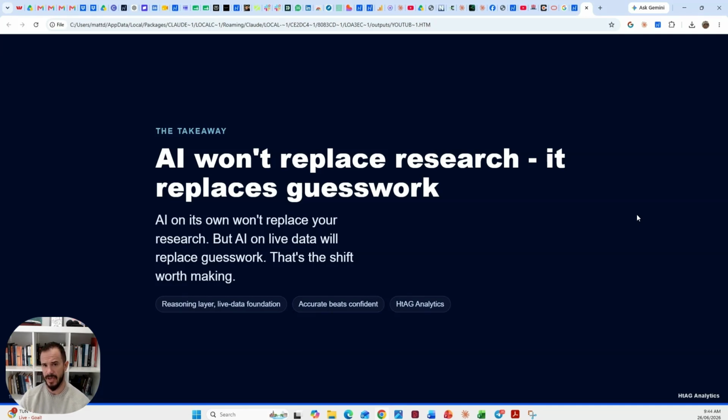So I really want you to take this away. AI is extremely powerful, and I think you should leverage it. Ensure you're pulling the right data and you have all of the right skills to interpret that information.